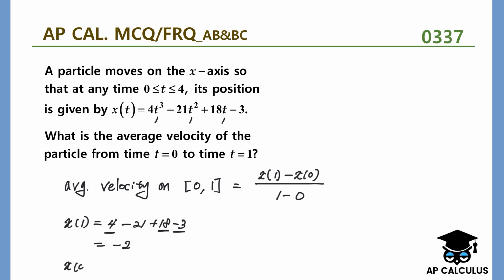What's x of 0? x of 0 is just negative 3, right? If we substitute 0 for t, that's negative 3. So average velocity is equal to x of 1, negative 2, minus x of 0, negative 3, over 1 minus 0, 1. So that's going to be equal to negative 2 plus 3, 1, right? So 1 over 1 is equal to 1, right?